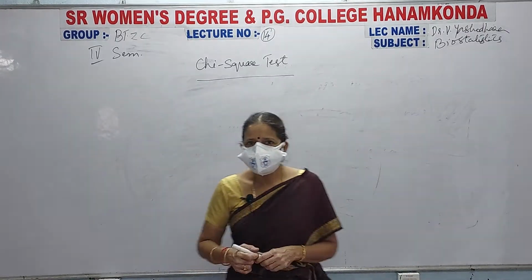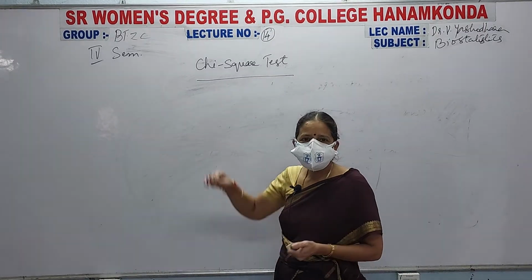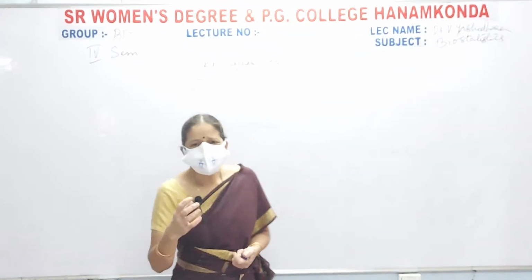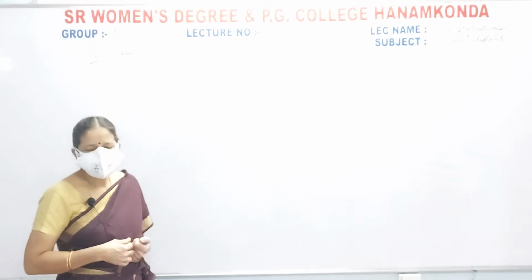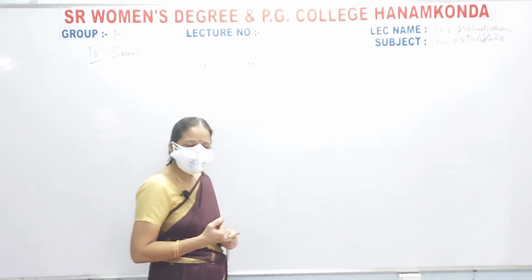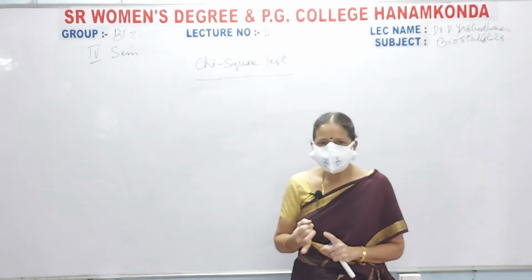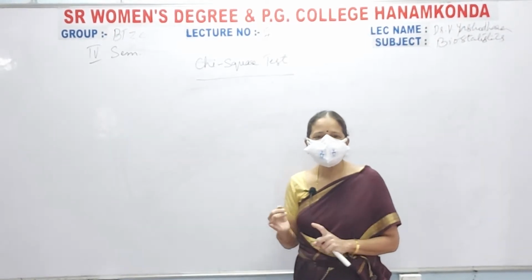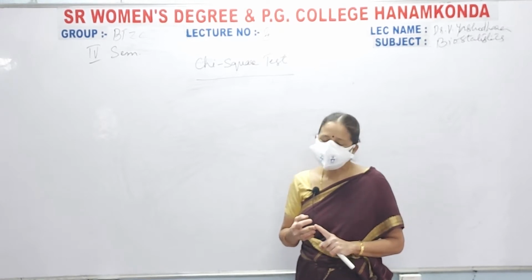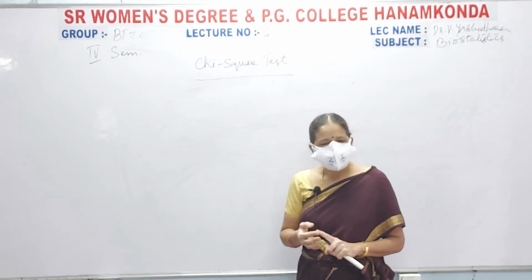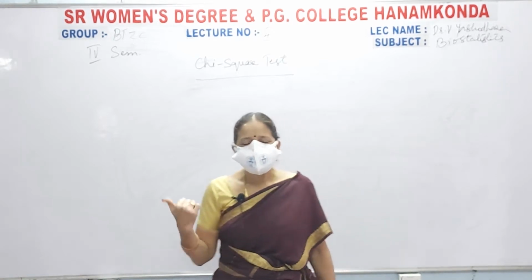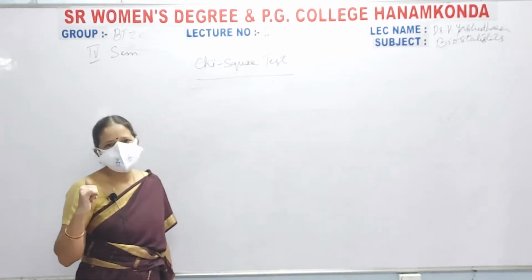Good morning, students. Today we are going to see the next topic, that is chi-square test. Let us revise what we have done in the previous classes. We have seen the introduction to biostats and the graphical representation of data. In that we have seen bar diagrams, line graph, pie diagram or pie chart or circular chart, histogram, frequency polygon and frequency curve.